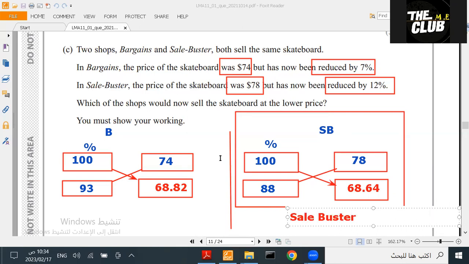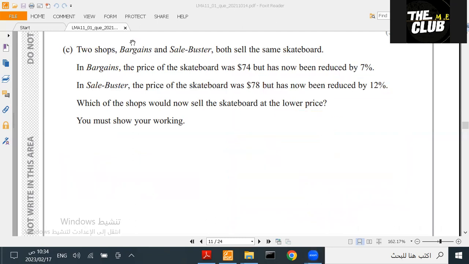It's so easy. You have to focus on the steps and how to put the numbers. That's it. Now, this is question C. Let's move on to the next question.